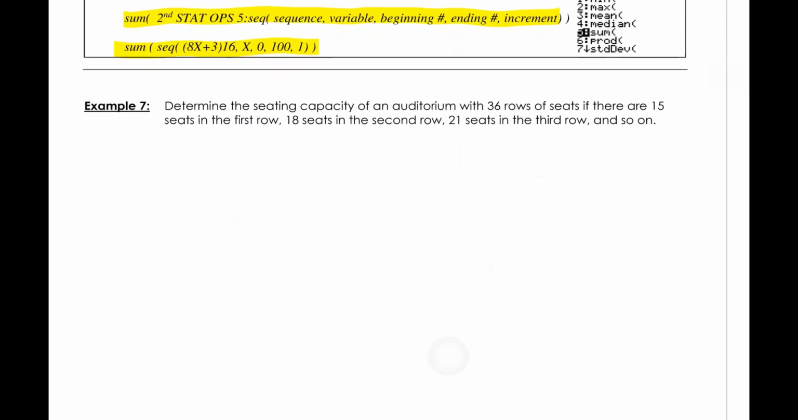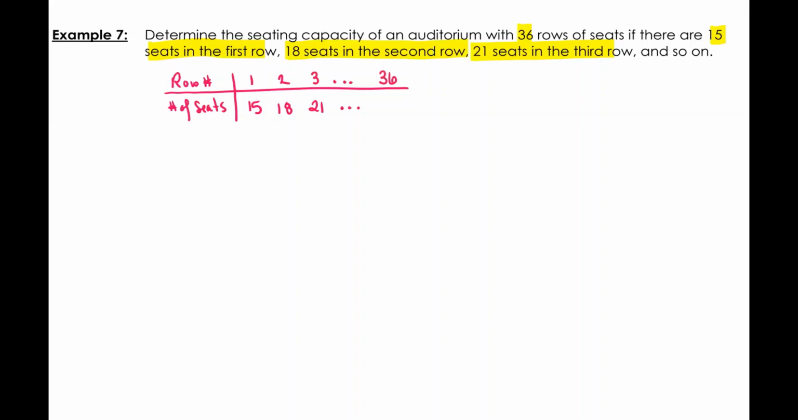Let's look at the very last one here, which is an application. Determine the seating capacity of an auditorium with 36 rows. There are 15 seats in row 1, 18 in row 2, and so on. Well, let's just try to generate what's happening. So the row number here, and then the number of seats. Row number 1, we've got 15. Row number 2, we have 18. Row number 3, we've got 21, and so on and so forth until we get to 36.